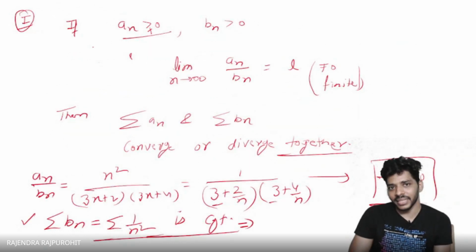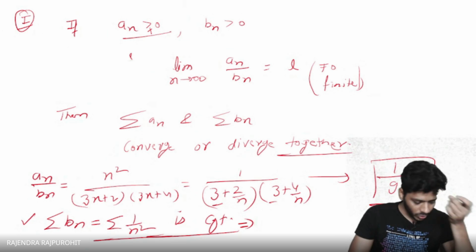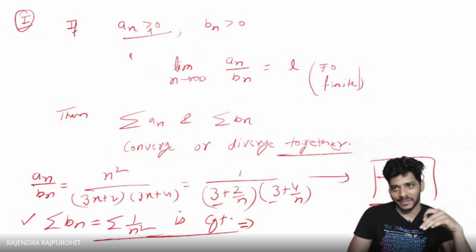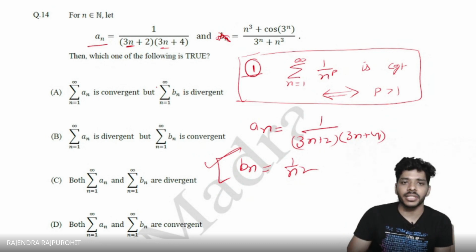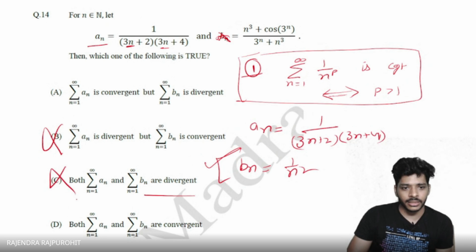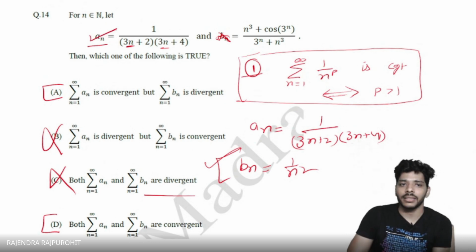Then by this comparison test, which is called the limit form comparison test, where we are comparing two series, we are telling about one series by observing another series. This implies that summation an is convergent. This is for positive terms only. So summation an is convergent. If an is divergent, both are divergent, or both are convergent. We have to look for this and this. So for option 1, this sequence is convergent.